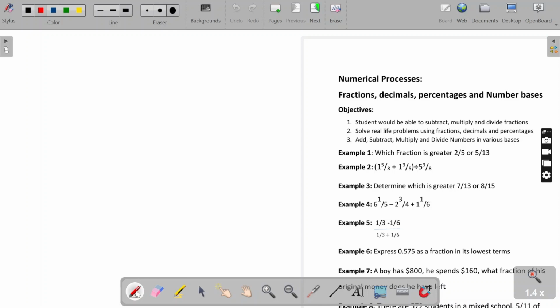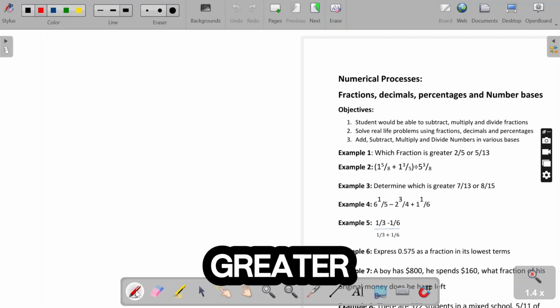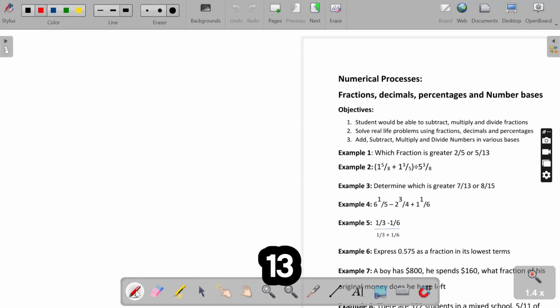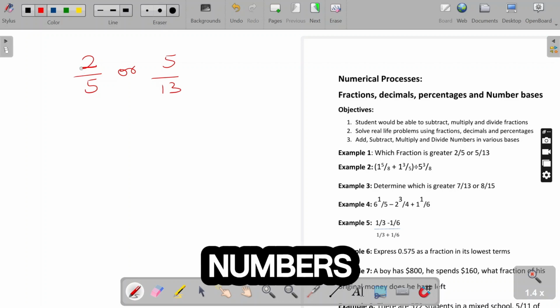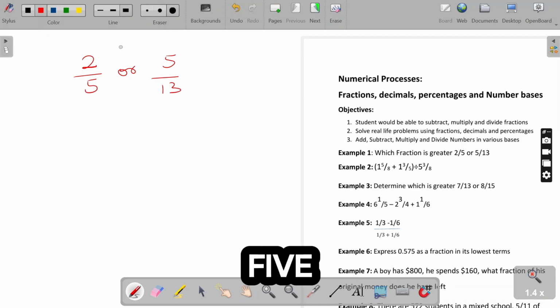Now to start, looking at the first example, which fraction is greater, 2 over 5 or 5 over 13? We know that fractions exist like 2 over 5. We said 2 over 5 or 5 over 13. How would you know which of these two numbers is greater? Is it 2 over 5 or 5 over 13? You could use two approaches that come to mind.